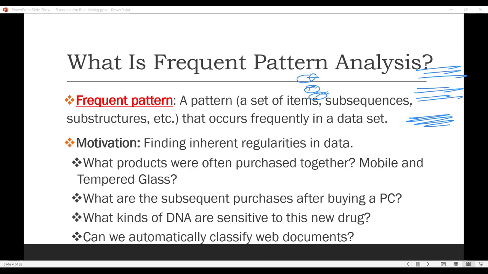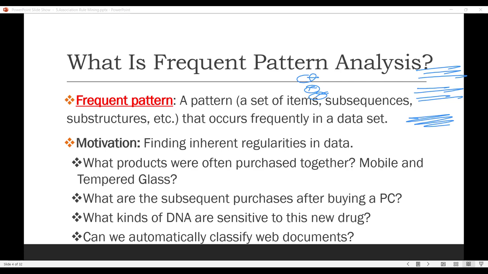So we need to find out what the pattern is, what the hidden thing is. If someone purchases these items, what other items are purchased together? If you notice those things, you can increase your profit or business. Now if you have a look at the medical industry, if you have some diseases, definitely there are some patterns in their DNA.